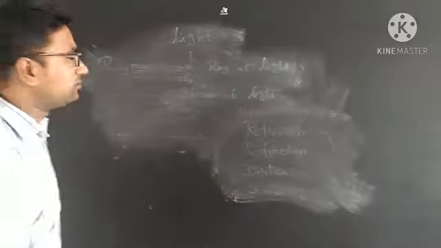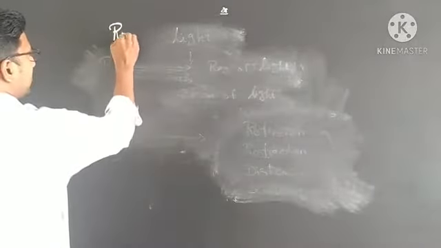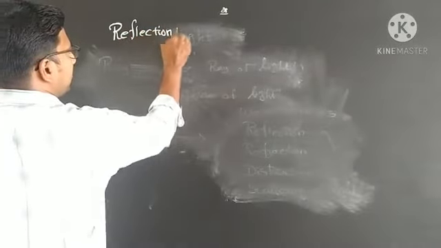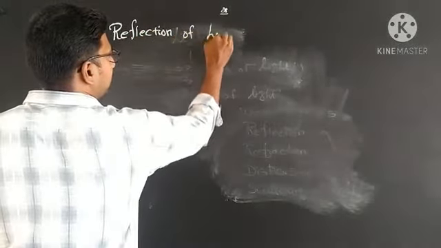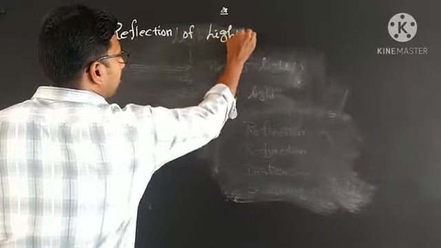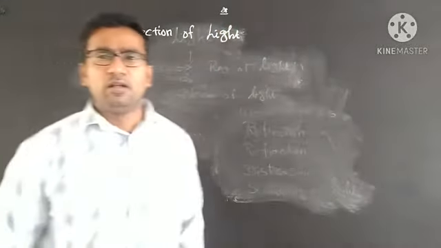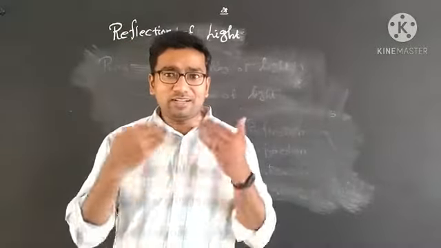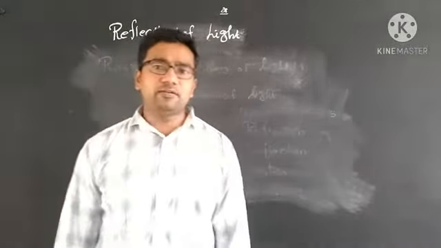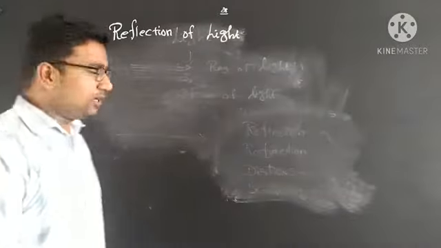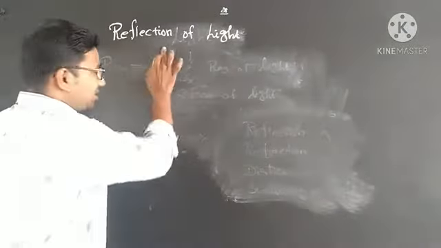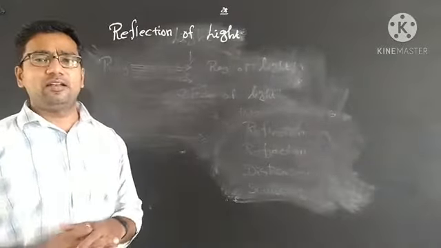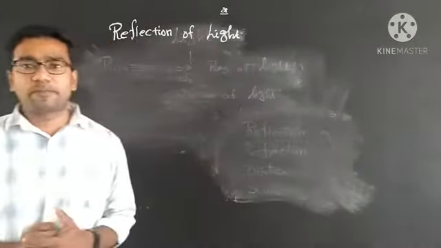Reflection of light. How does the reflection happen? What are the conditions to achieve the reflection? Before that, the reflection only occurs on a polished surface or silvered surface.